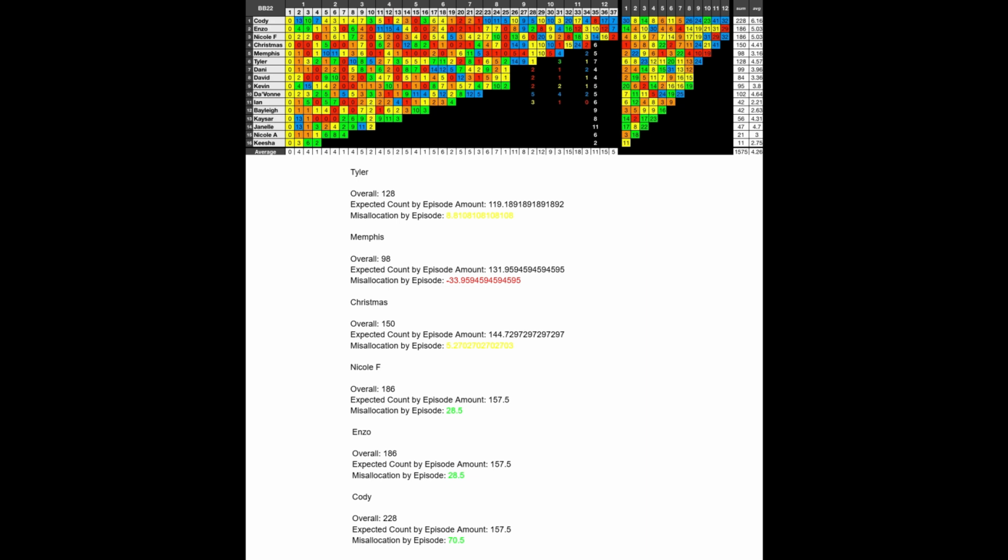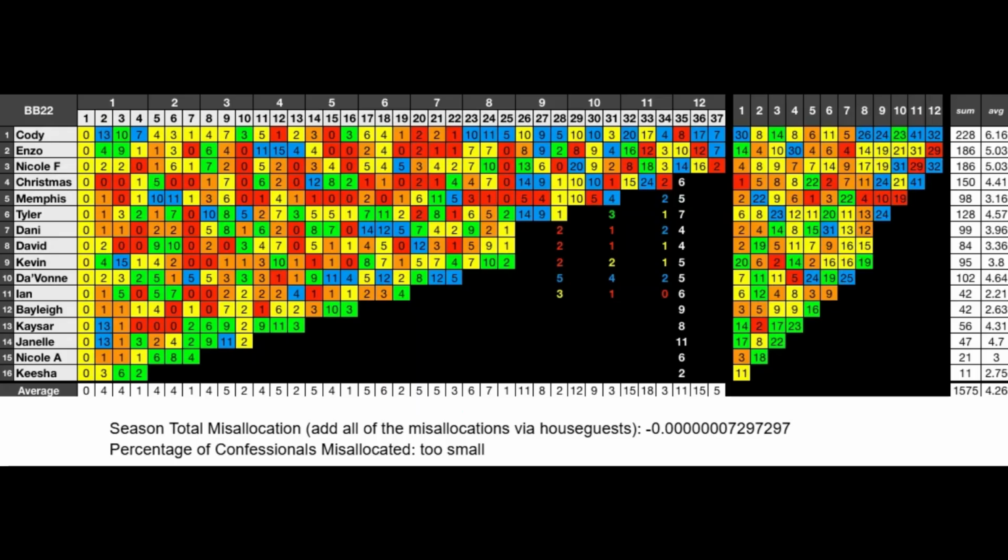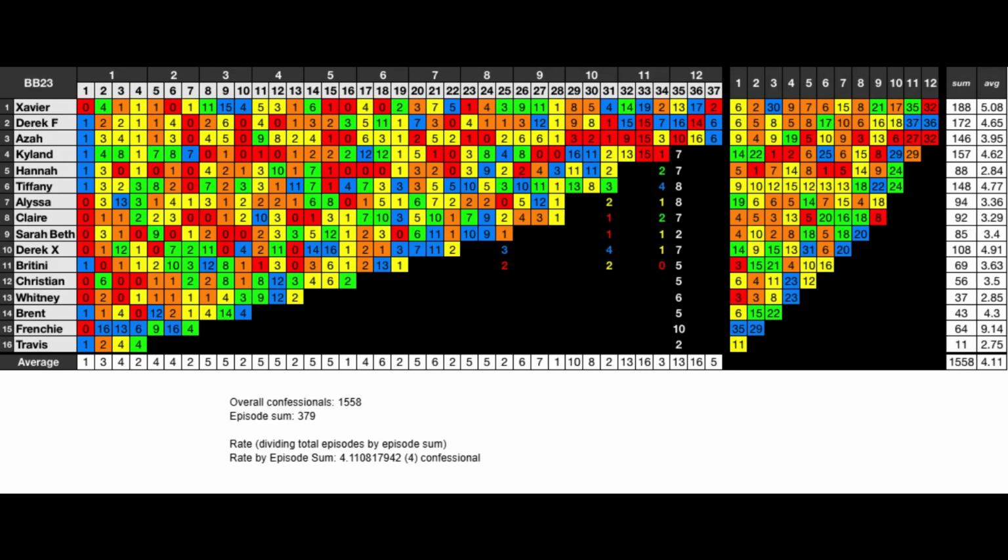Cody got 228 diary rooms throughout the season, and his expected count by episode amount is 157.5, causing for a 70.5 misallocation amount. And this really isn't shocking, since they tend to do this with a lot of their winners, especially during this era, or the people that they project to win. The season total misallocation amount is here, and the percentage is very clear, and it's all very small. So that is it for this era.